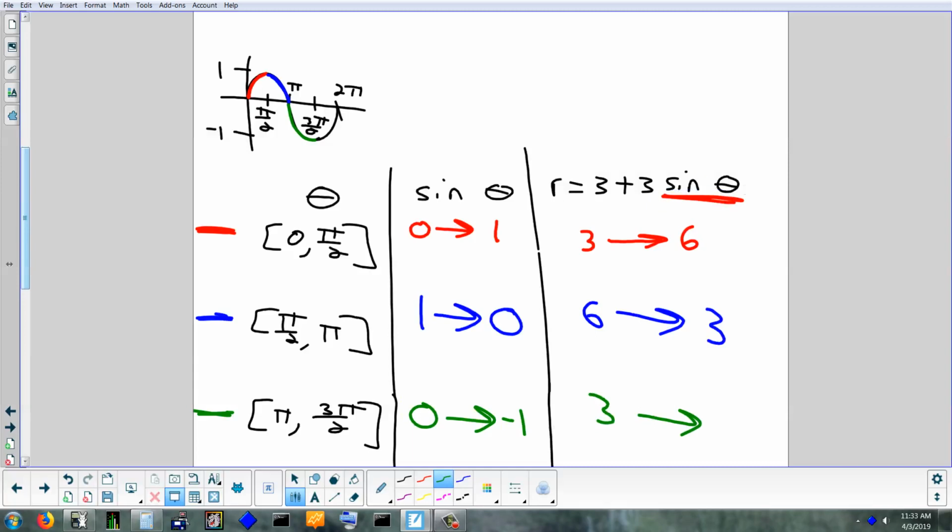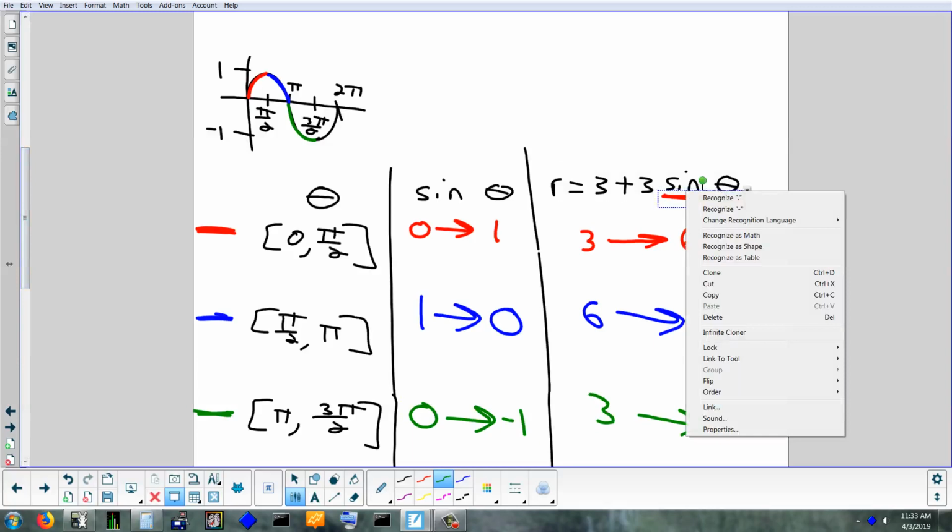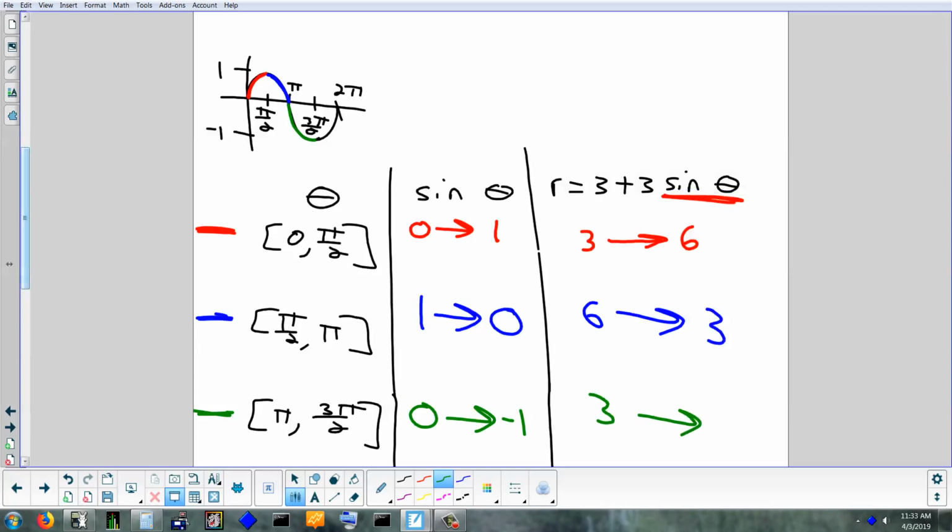But look where it's ending. Sine is going to go all the way to negative 1. What's 3 times negative 1, plus 3? 0. So in this section, the radius is going to shrink all the way to 0. Where would your point be if your radius shrinks all the way to 0? It would be at the origin. So when we draw it, this graph is going to go right through the origin.